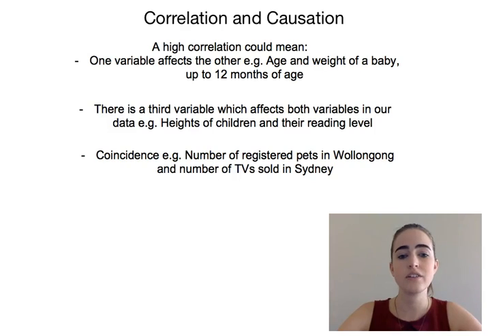And the third one is that it could just purely be a coincidence that the two things have a high correlation. For example, the number of registered pets in Wollongong and the number of TVs sold in Sydney. There's no reason that those two things would be related, but they could still have a high correlation if they're both increasing at the same time or at the same rate. So it's important that even if it has a high correlation, it doesn't necessarily mean that one of them is directly affecting the other variable. All right, so that's a few things on correlation. Have a look at the next videos that show you how to calculate the correlation coefficient on your calculators.